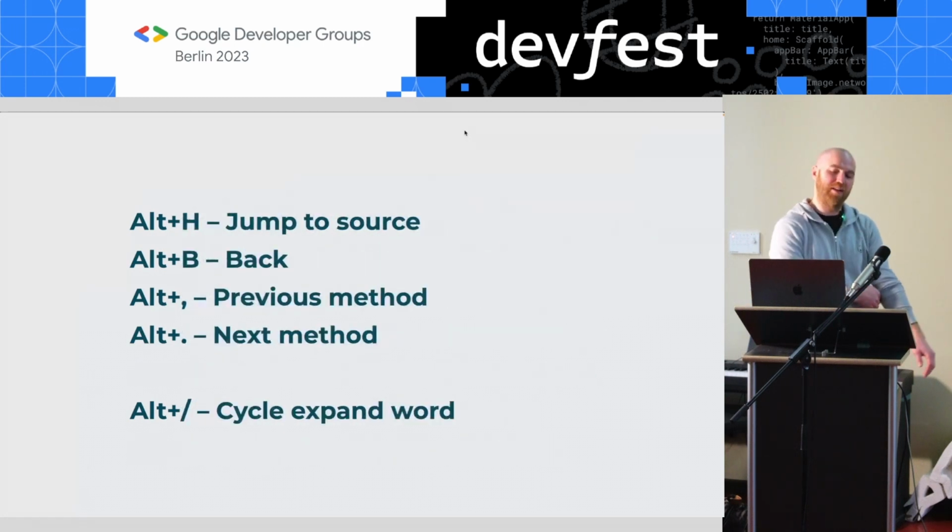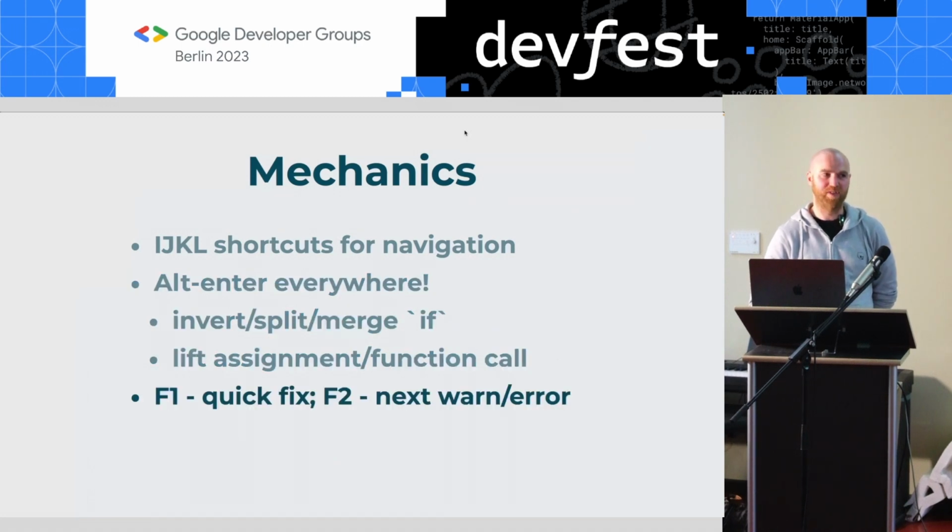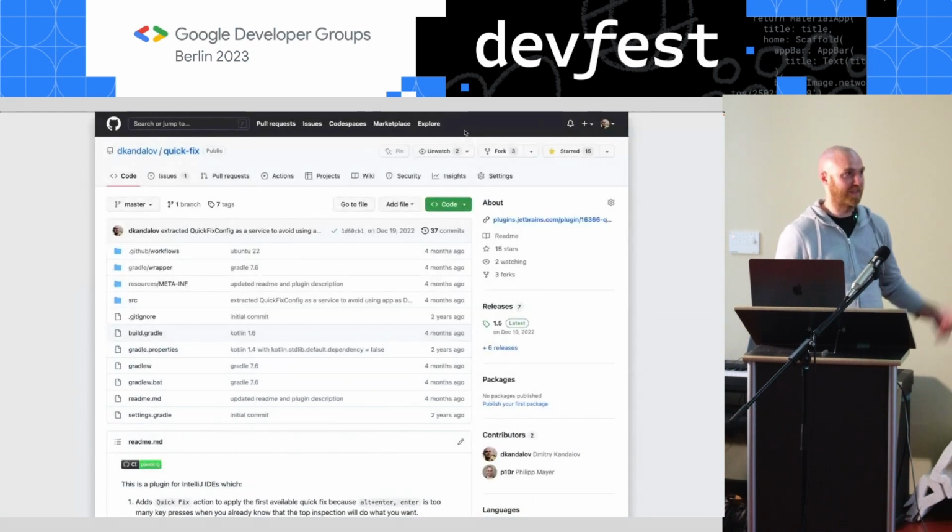I also use Alt-H to jump to the source. It's like F4 on the default layout, and B to go back, so that's easy to navigate. Yeah, I guess Alt-Enter everywhere. This is how you can find things. This is very useful. I'm using Quick Fix, F1 and F2, to navigate to warnings or navigate around. And Quick Fix, that's the plugin I did.